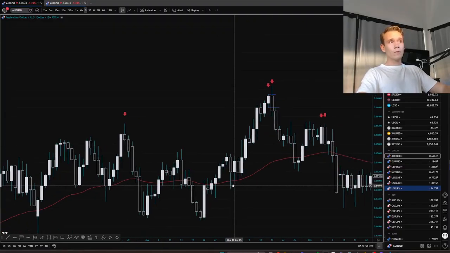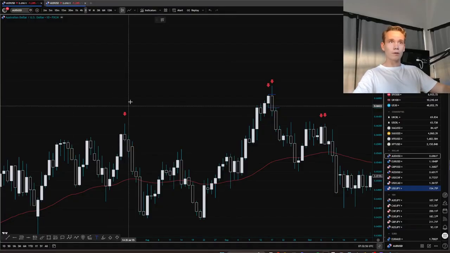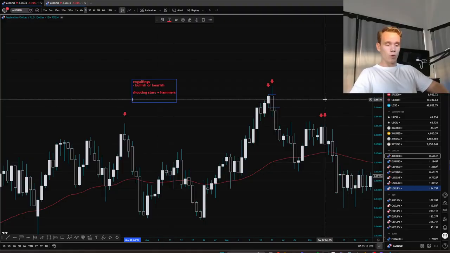Now, moving on from a bearish engulfing and a bullish engulfing, so we've got the two engulfings. Let me just quickly summarize. We've got engulfings, which can be bullish or bearish. We've also got shooting stars plus hammers. This is the next one, and then we'll also go over dojis.